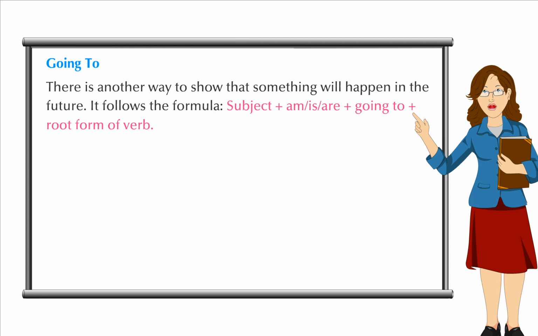Going to. There is another way to show that something will happen in the future. It follows the formula subject plus am or is or are plus going to plus root form of verb.